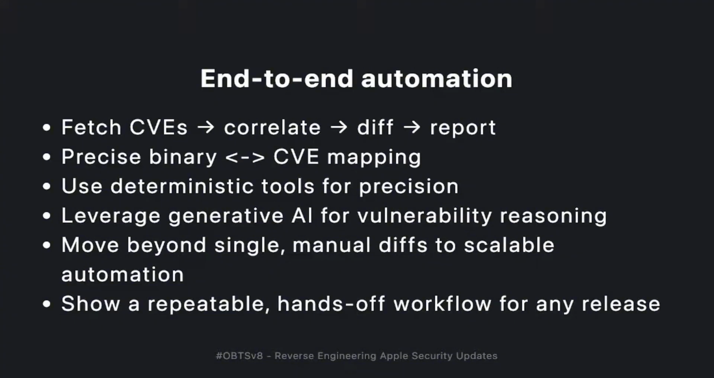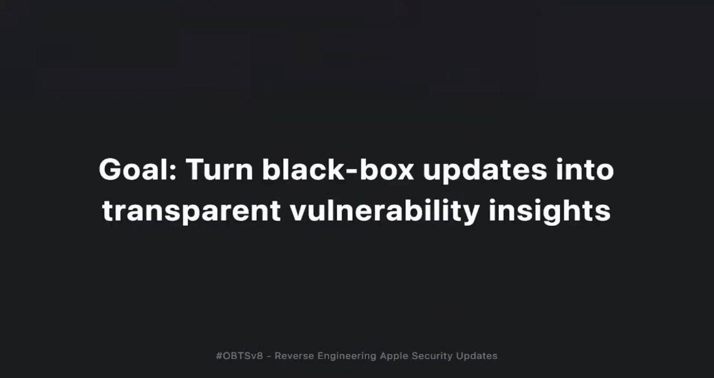So we have to build this mapping of binaries to CVEs. We're going to use tools like ghidriff and IPSW to get those exact, precise changes. We're going to leverage some generative AI for some of the reasoning sections, and I'll walk through what that means. But again, we want to get past this manual diffing process, get to this automation, and the main goal here is to turn these black box updates into transparent vulnerability insights.